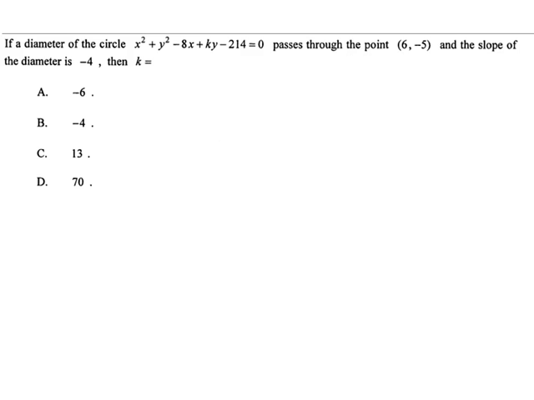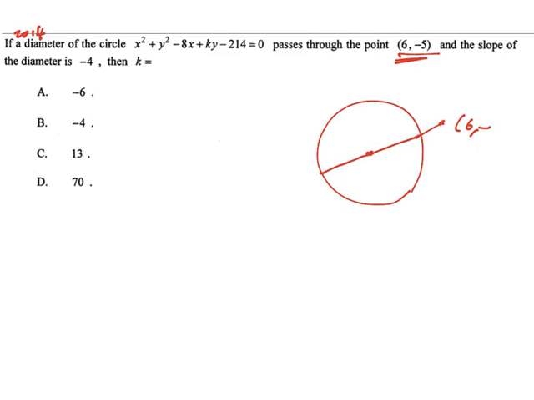Okay, lastly, try to do 2014. Let's check it. A diameter of the circle. We have a circle. The diameter passes through the center. This line is passing through 6, -5. Now we don't know if this point is on the circle or not. Maybe outside. We suppose it's outside first. And then the slope of this diameter is -4. Okay, this slope is -4.